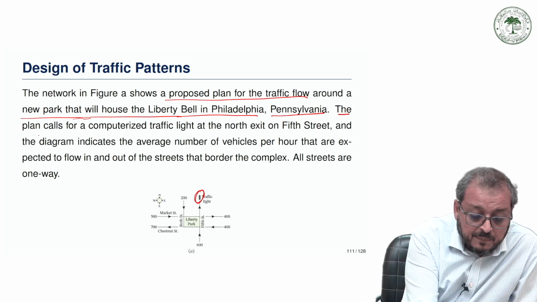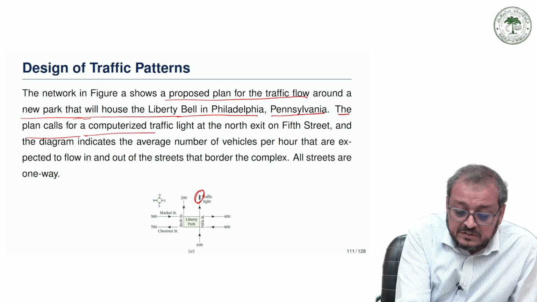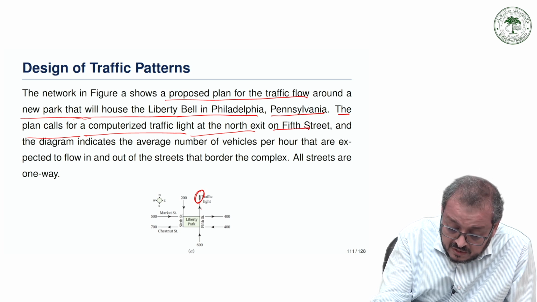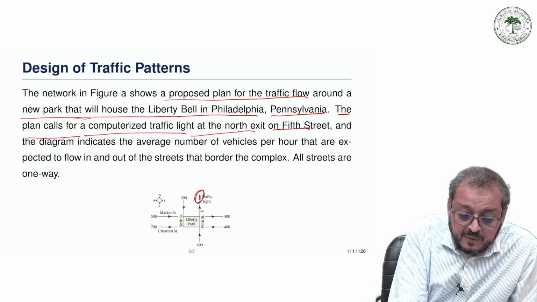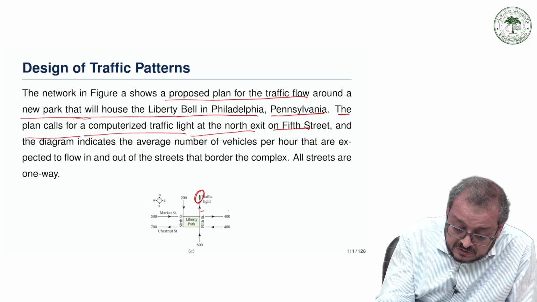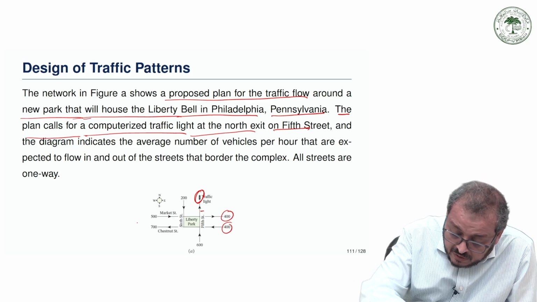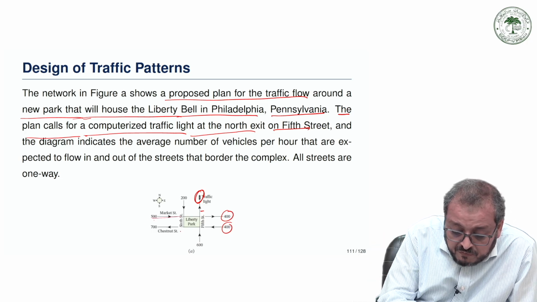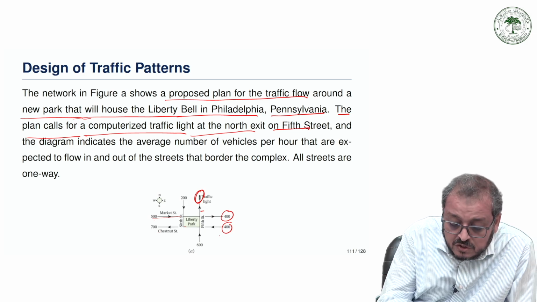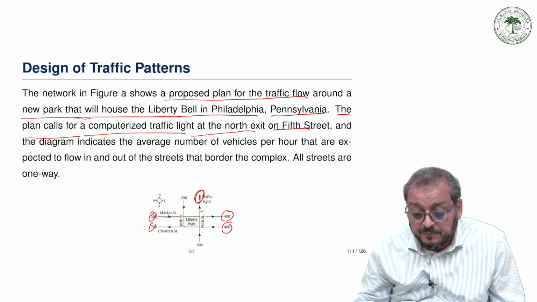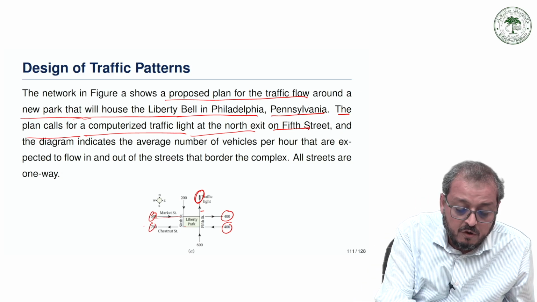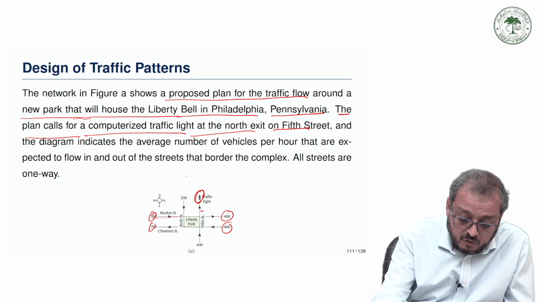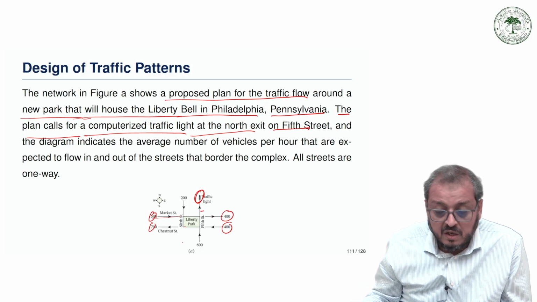The plan calls for a computerized traffic light at the north exit, on 5th Street. The diagram indicates the average number of vehicles per hour, showing the flow in this direction: 500 from here to Marketplace, and this one leaving in this direction. These numbers show the expected flow per hour in and out of the streets that border the complex. All streets are one way, so there is no traffic going the other way.